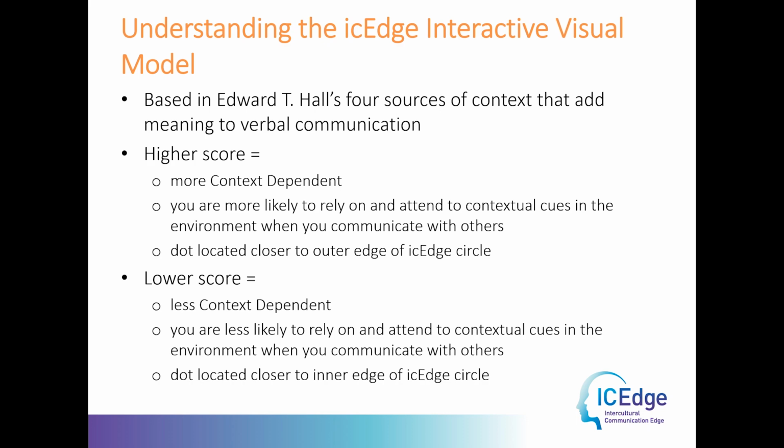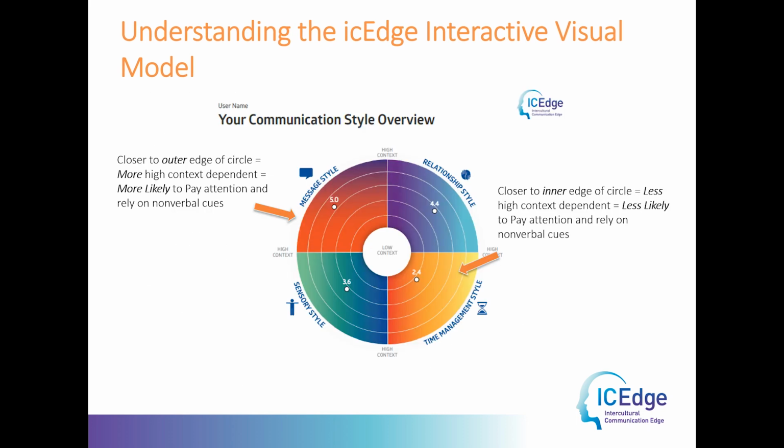So as noted in the first learning module, the icEdge interactive visual model, based in Edward Hall's 4 sources of context that add meaning to verbal communication, are presented on a continuum. So a higher score means someone is more context dependent. So they're more likely to rely on and attend to contextual cues in the environment when they are communicating with others. So the person's dot will be located closer to the outer edge of the icEdge circle, which I'll show you on the very next slide. A lower score means someone is less context dependent, less likely to rely on and attend to contextual cues when communicating with others, and that person's dot would be located to the inner edge of the icEdge circle.